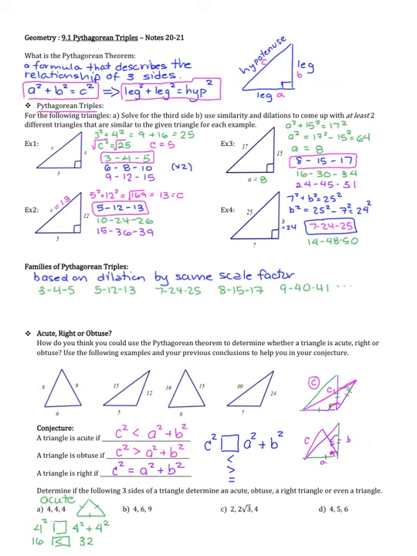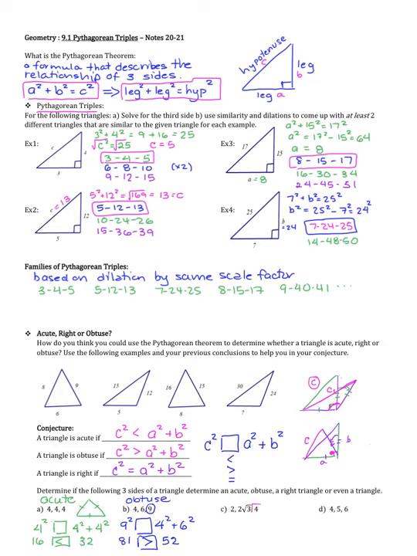4, 6, and 9. So again, it's the longest side that will always be isolated. 9 squared compared to 4 squared plus 6 squared. So on this side we have 81. On this side we have 16 plus 36, which is 52. And since 81 is greater, this is going to be an obtuse triangle.